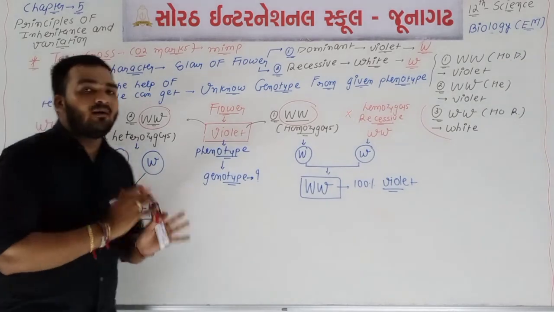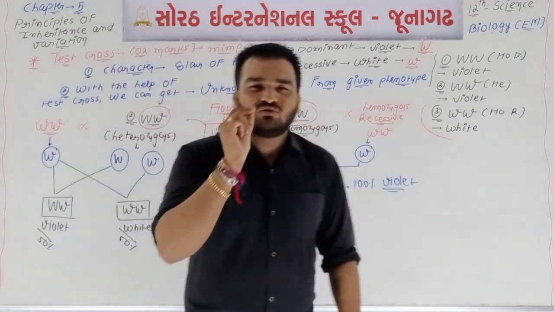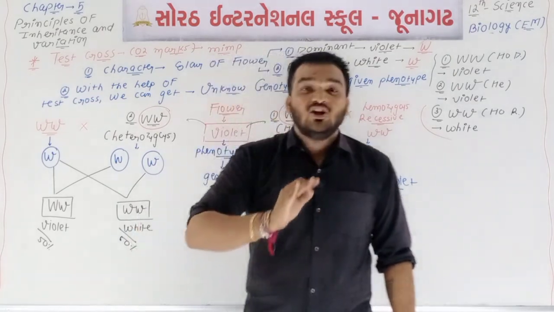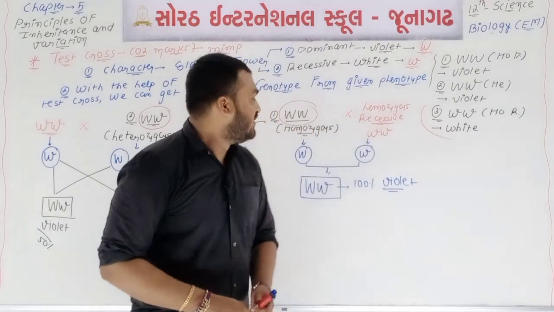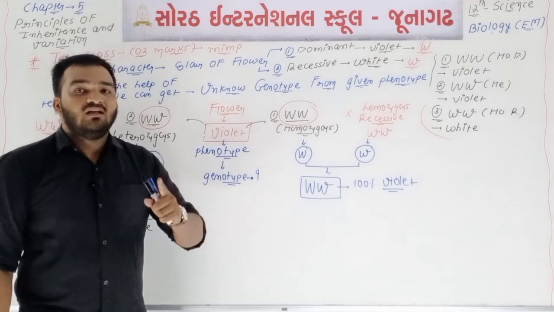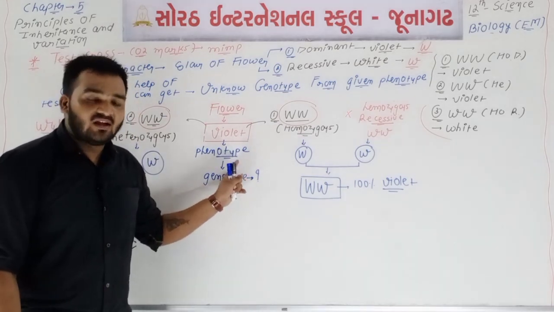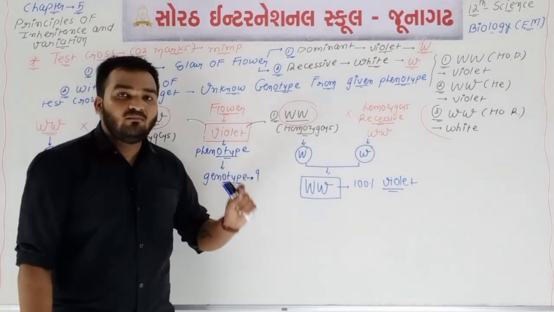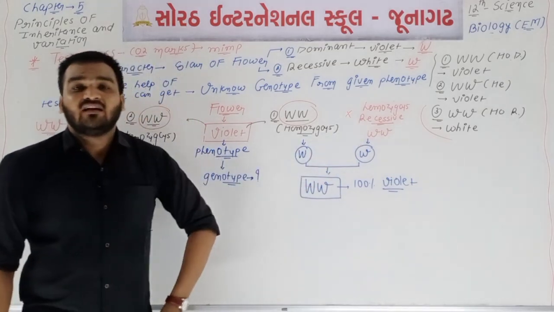So it's all about the test cross. Remember, with the help of test cross we are able to know the unknown genotype from the phenotype. Phenotype is a must. Without phenotype, genotype is not possible. And remember, for doing test cross we must always cross the unknown plant with homozygous recessive.